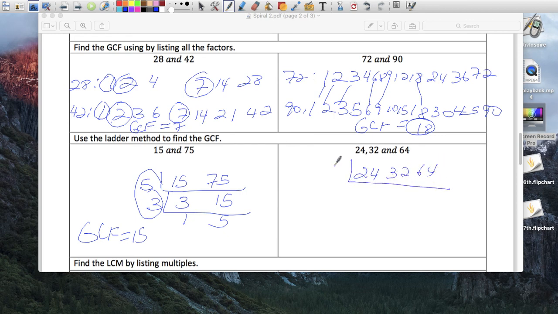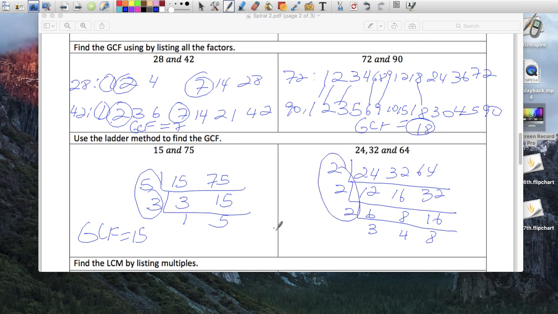So 3 numbers. Again, GCF, it's 2, 12, 16, 32. 2 will go again. 6, 8, and what's this, 16? I can use 2 again. Oh my god. 3, 4, and 8. Well, with GCF, we'll stop because you have to find a number that goes into all 3 of them. So GCF is the product of those numbers, and 2 times 2 is 4, times 2 is 8.